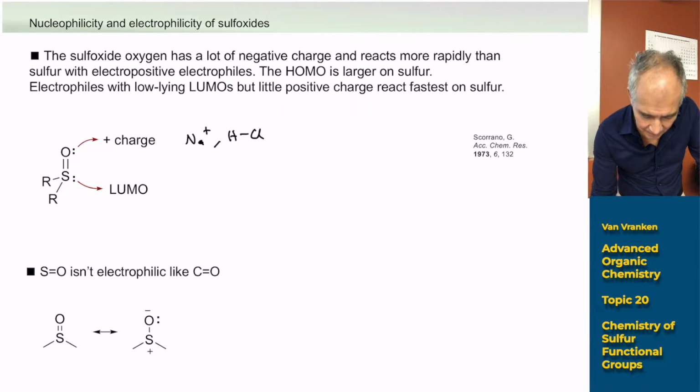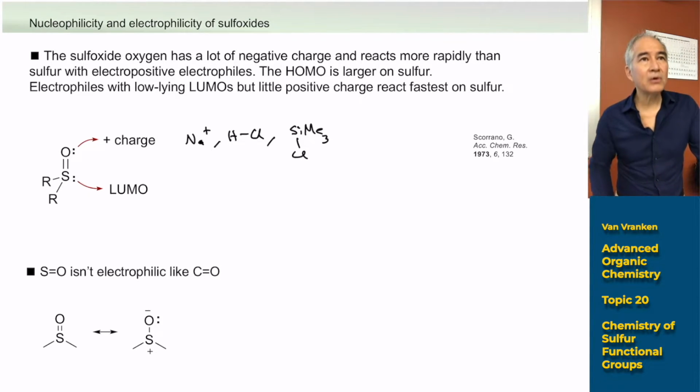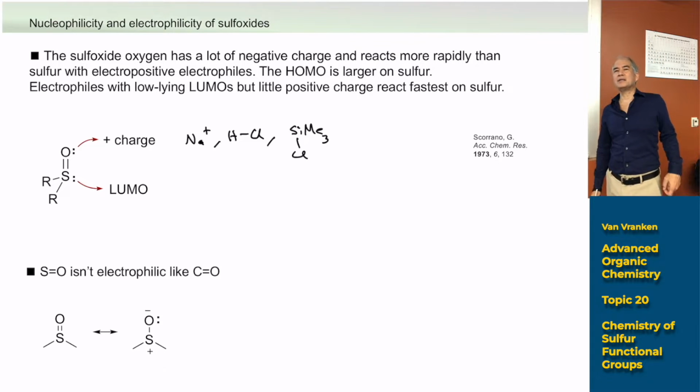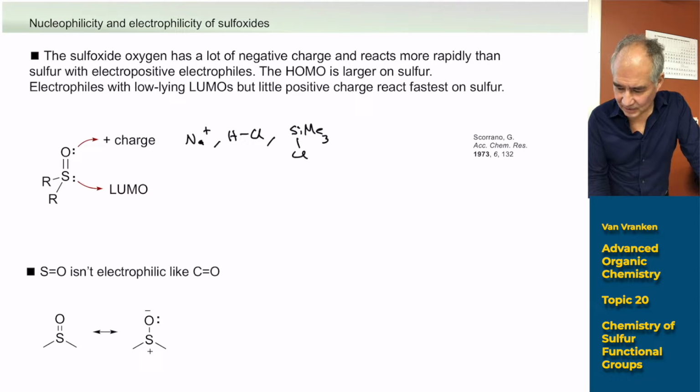Maybe not so surprising, because we've seen this kind of trend before. Silicon, TMS chloride, TMS triflate. Silicon has a lot of partial positive charge. If you treat a sulfoxide with TMS chloride or TMS triflate, the oxygen will be the thing that attacks the silicon. And you kind of already know, oh yeah, oxygen loves silicon, silicon loves oxygen. But I hope you already suspected that would be true.